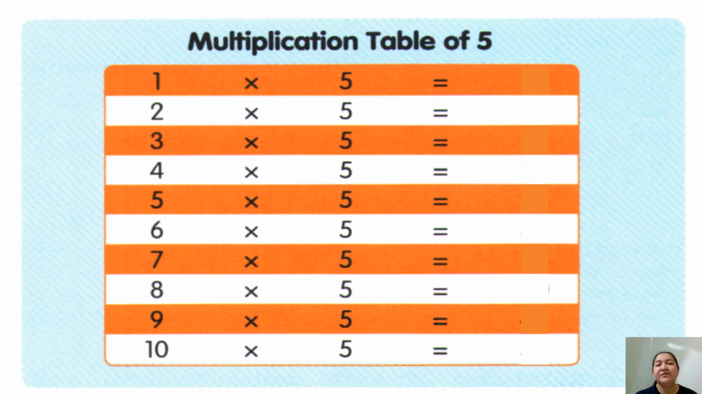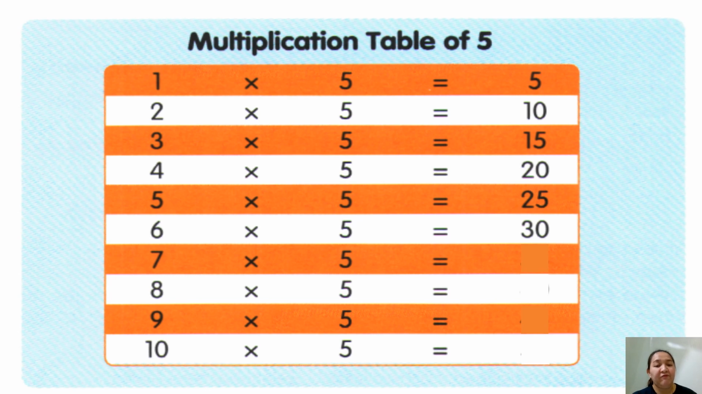So let's try answering this multiplication table of 5. I will read and then you will say the answer. Okay? So 1 multiplied by 5 is 5. 2 multiplied by 5 is 10. 3 multiplied by 5 is 15. 4 multiplied by 5 is 20. 5 multiplied by 5 is 25. 6 multiplied by 5 is 30.